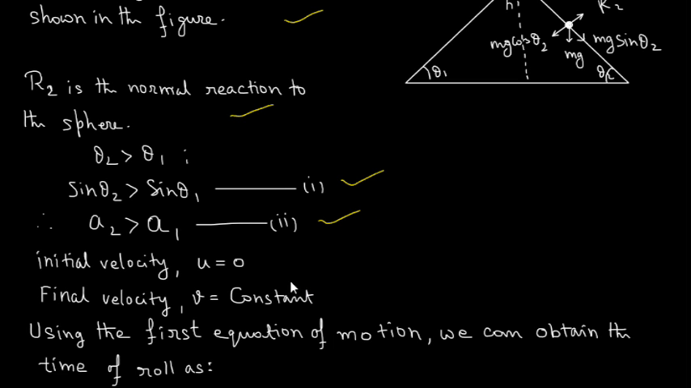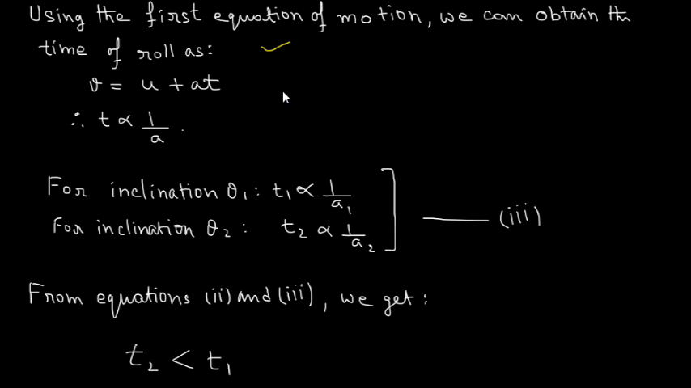So initial velocity is equal to u, and v is constant. Using the first equation of motion, v is equal to u plus at, we obtain the time of roll. So we can write t is proportional to 1 by a. For inclination theta 1, t1 is proportional to 1 by a1. For inclination theta 2, t2 is proportional to 1 by a2. This is equation 3. From equation 2 and 3, we get t2 is less than t1.